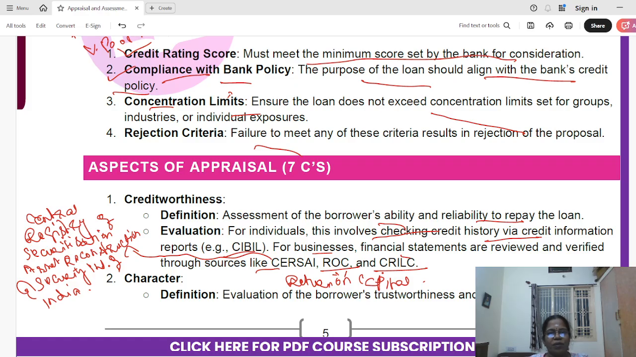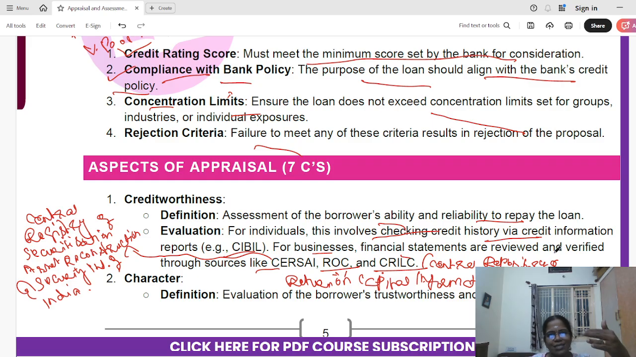CRELIC, Central Repository of Information on Large Credits. If they have a huge amount of credit, their name will be displayed in the central repository. Through that central repository, they can check the credit rating of the customer.